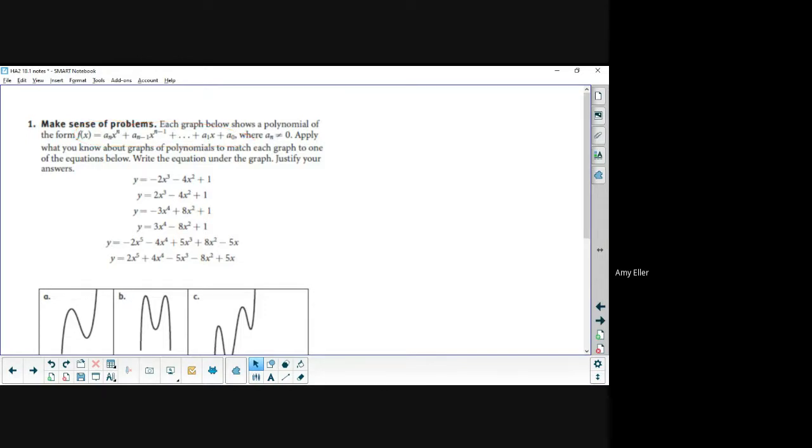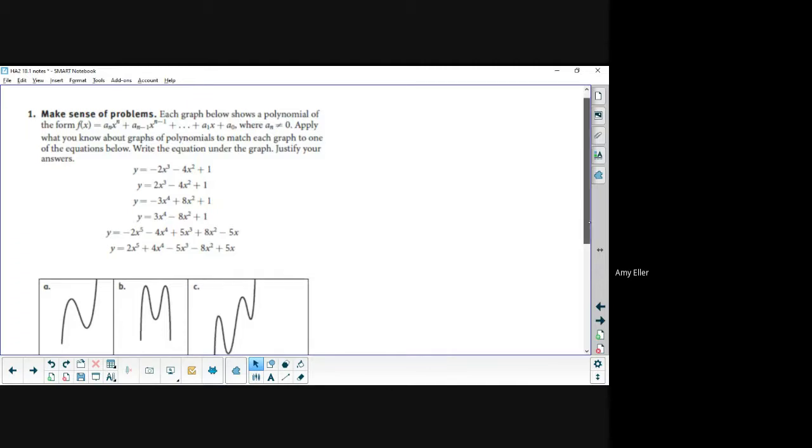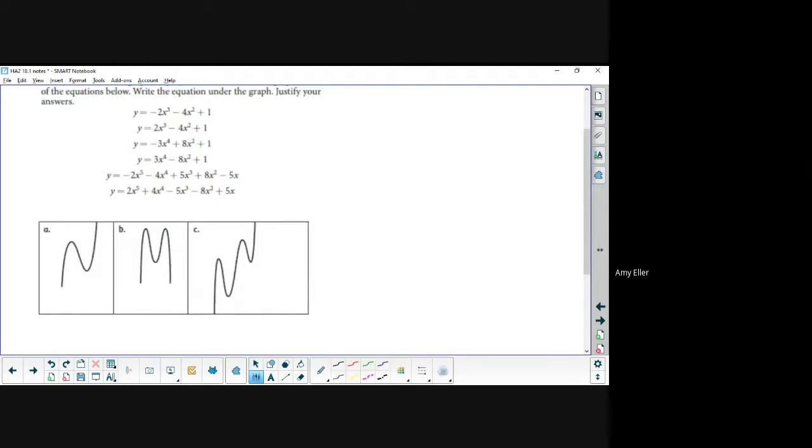Apply what you know about graphs of polynomials to match each graph to one of the equations below. Write the equation under the graph. You don't have to write the full equation. Let's number each of these. Those look kind of complicated. All you're doing is matching. You don't have to know how to graph the entire thing on your own. You have to know how to match the equations to the graphs. That's what you're doing right now. Without a calculator, go ahead and see how many of those you think you can match up.